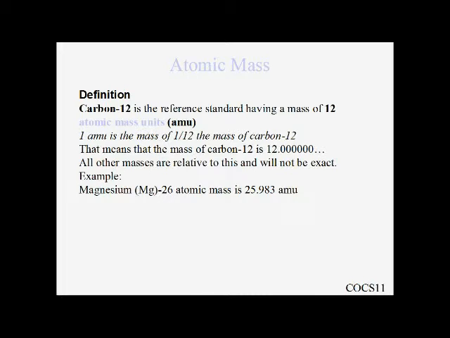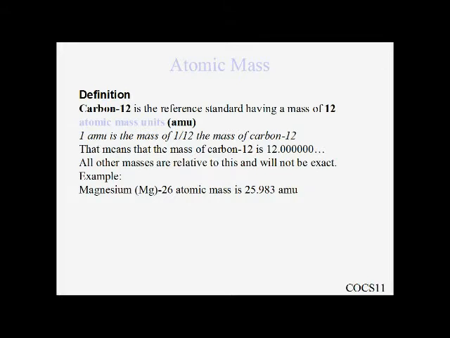Carbon 12 has a total of 12 particles in the nucleus. 12 minus the 6 protons means it will also have 6 neutrons. So it has 6 protons and 6 neutrons. We defined the mass of this carbon 12 as 12 atomic mass units. We abbreviate that as AMU. In Europe, they tend to abbreviate it as U. So 1 AMU is 1/12 of the mass of carbon 12. Carbon 12 has an exact mass of 12 AMU by definition.